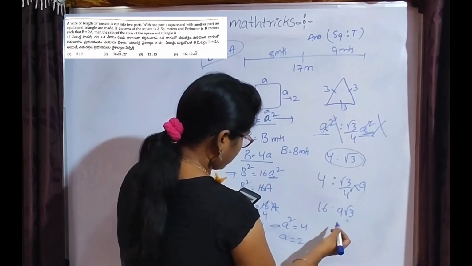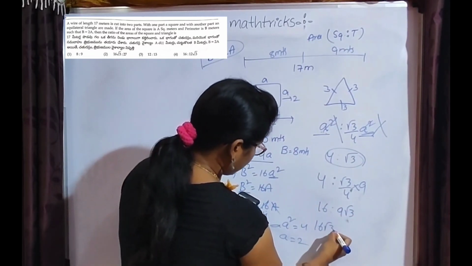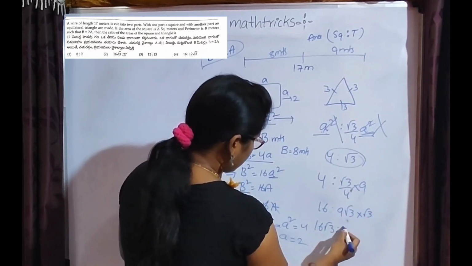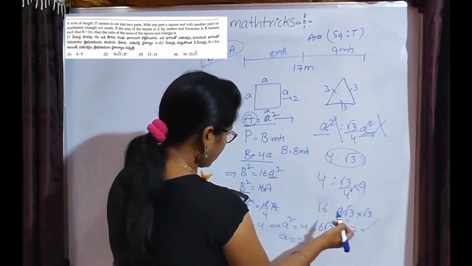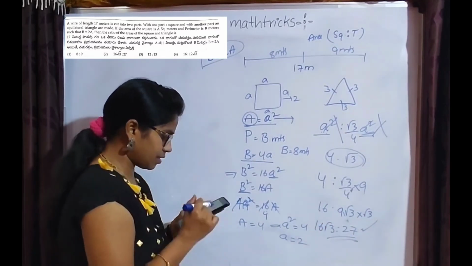Here just multiply with root 3. That is 16 root 3 into root 3. 9 threes are 27. Yes, 9 into root 3 into root 3, 9 threes are 27. 16 root 3 to 27 is the answer. Answer B.